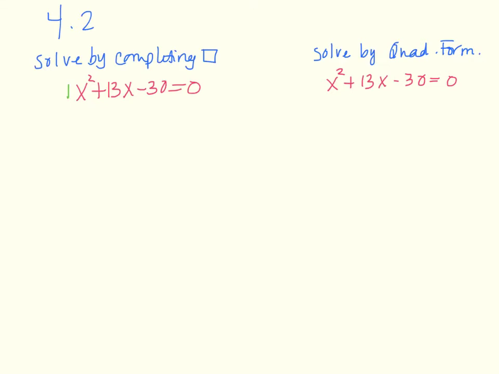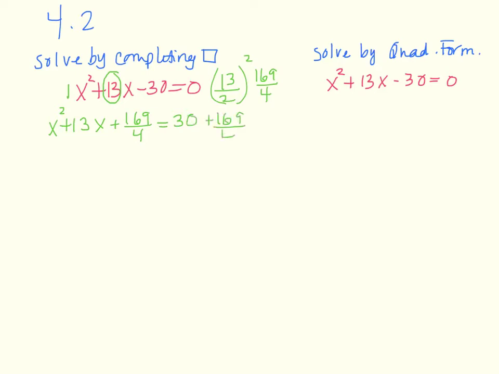Then I need to take the second term, 13. I'm going to divide it by 2. And then I'm going to square it. So that's going to be 169 over 4. So on the left-hand side of the equation, I'm going to have x squared plus 13x plus 169 over 4. And on this side, I will have moved the 30 over, so I'll have positive 30 plus 169 over 4.